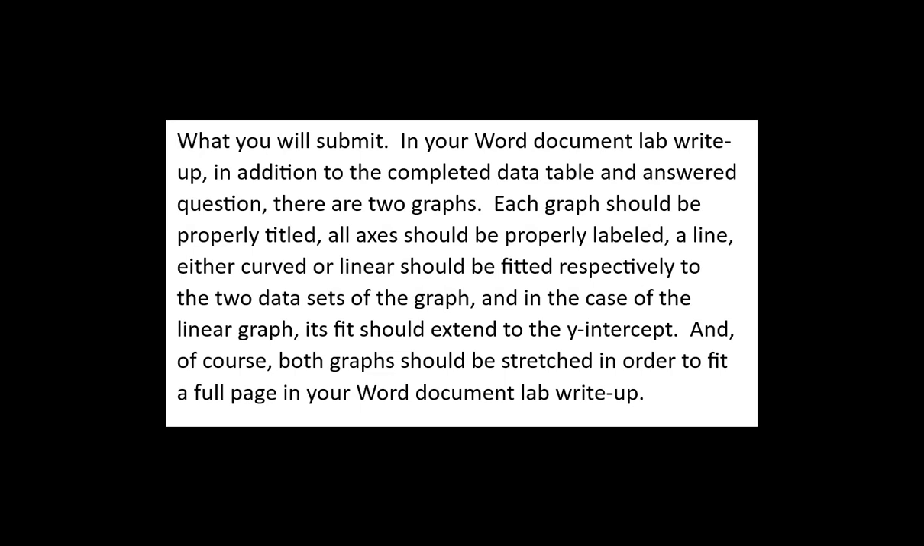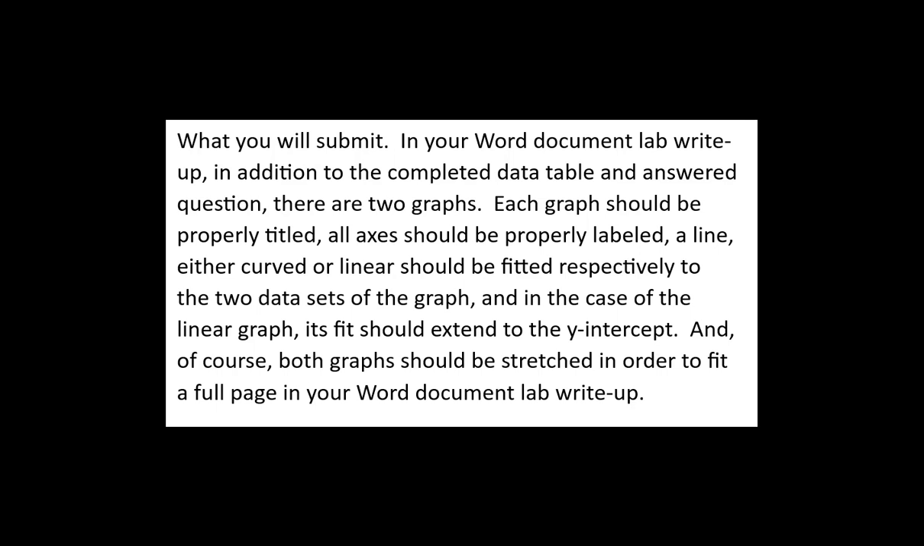What you will submit. In your Word document lab write-up, in addition to the completed data table and the answered question, there are two graphs. Each graph should be properly titled. All axes should be properly labeled. A line, either curved or linear, should be fitted respectively through the two data sets of the graph. And in the case of the linear graph, its fit should extend to the y-intercept.